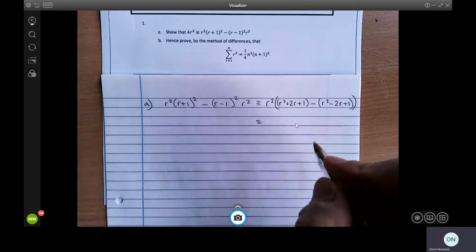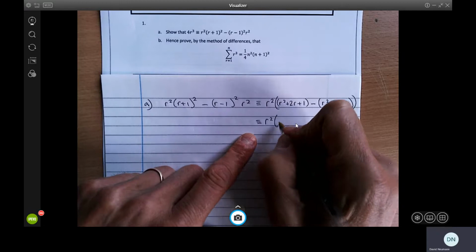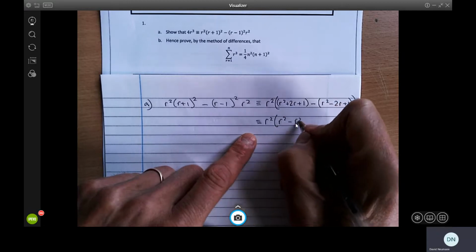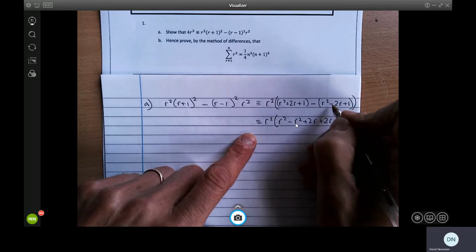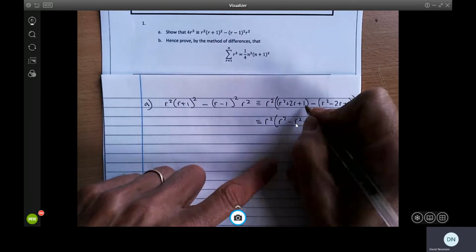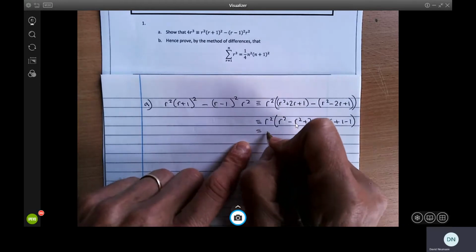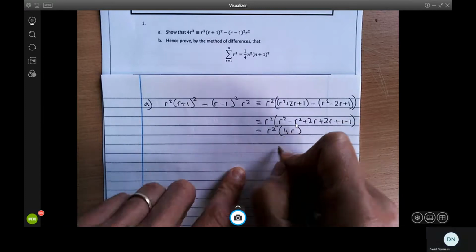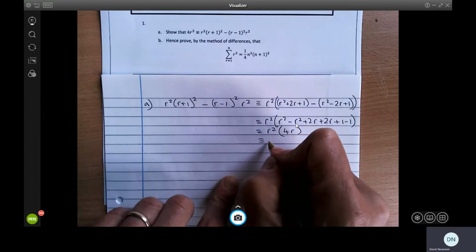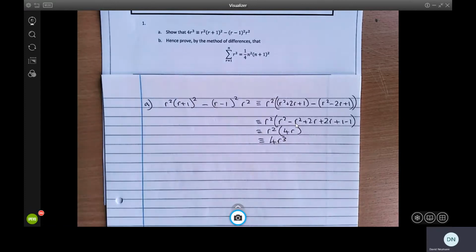And that is, well, we've got now r squared times r squared minus r squared plus 2r plus 2r. We've got minus there, so it's plus 2r plus 1 minus 1 plus 1 minus 1, which is r squared times 4r. So that is 4r cubed. So we've shown what was needed. We've done it the other way around.